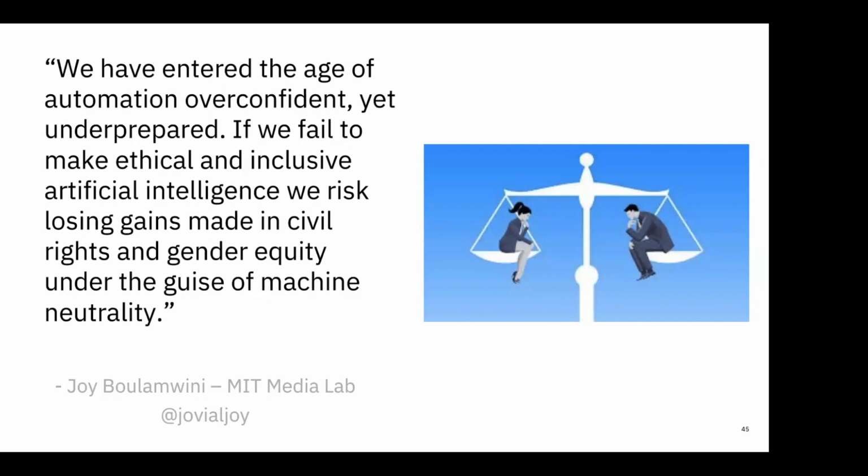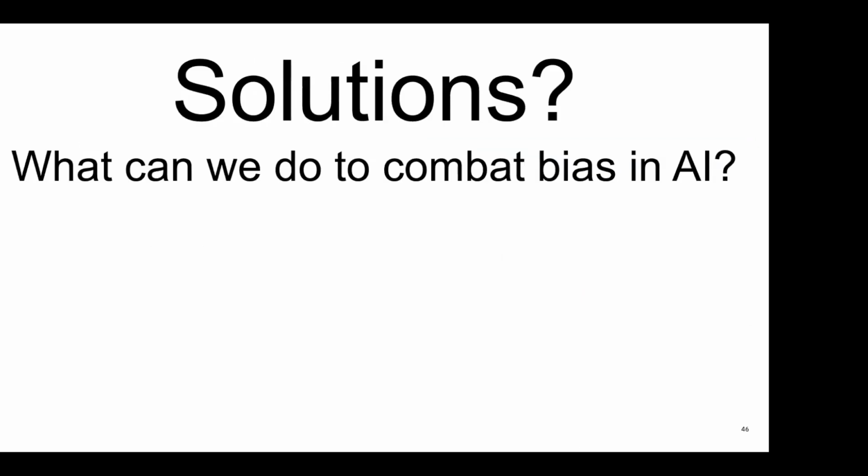And also Joy from MIT Media Lab said that we have entered the age of automation, overconfident, yet underprepared. If we fail to make ethical and inclusive artificial intelligence, we risk losing gains made in civil rights and gender equality. So as you see, it actually affects a lot of different populations, and it's not only about a specific ethnicity or gender. It can actually happen to anyone if we don't monitor and keep an eye on our machine learning algorithm. So far, I just talked about the potential harms and risks that it provides.